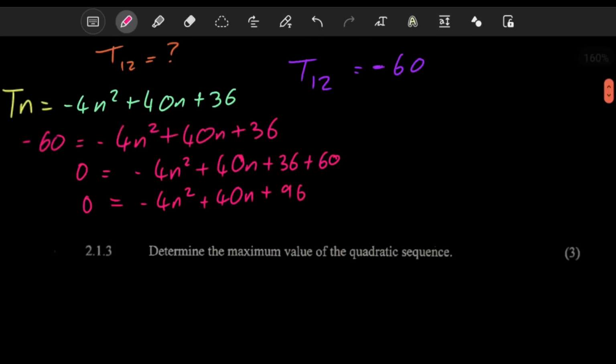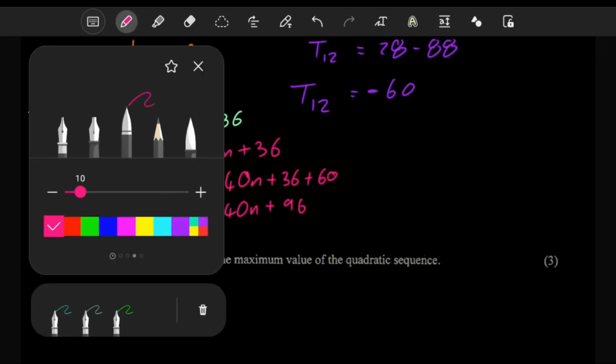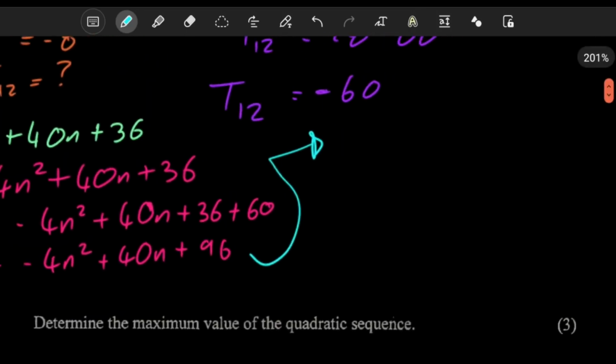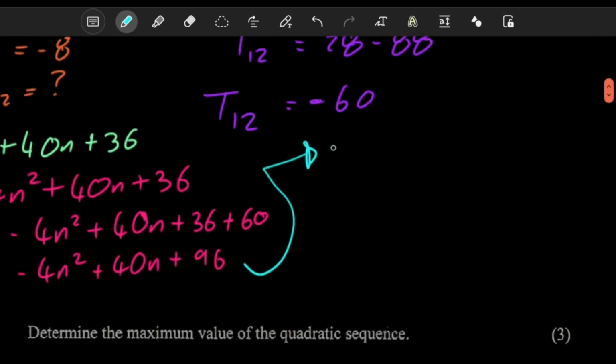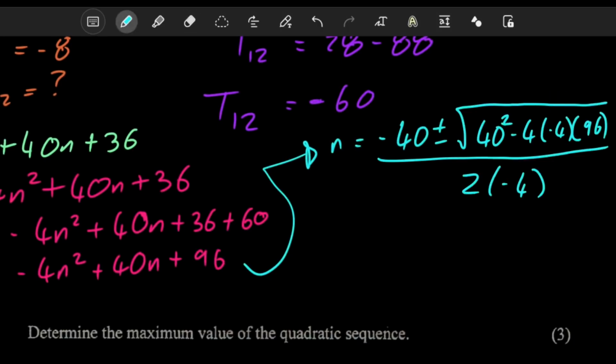So let's just throw -60 there and then simplify everything on one side. There we go. And from here, we all know what we are about to use. We are about to use the quadratic equation. So the quadratic equation, we know that here: minus b plus minus the square root of b squared minus 4ac, over 2a. So let's just put all this into the calculator.